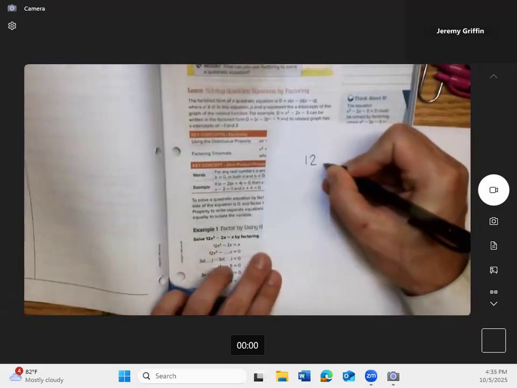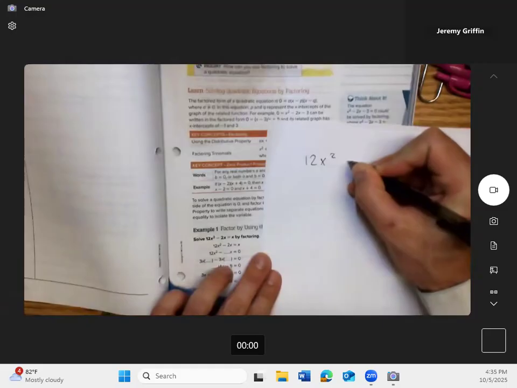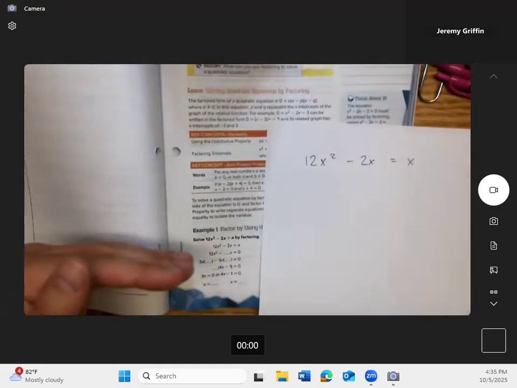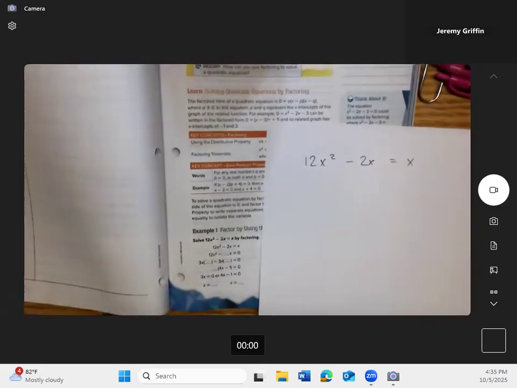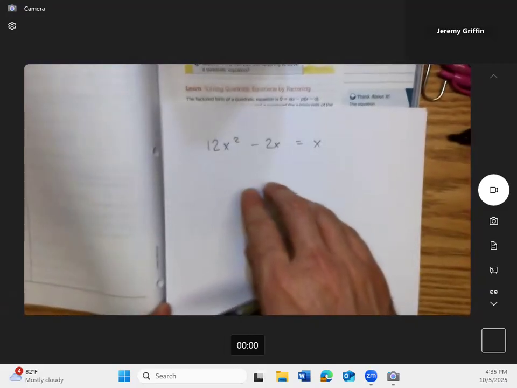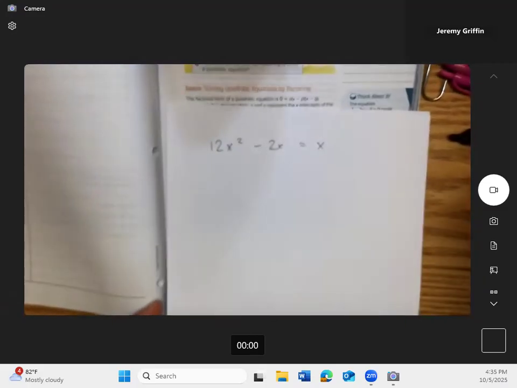So you have 12x squared minus 2x equals x. And they guide you through step by step. They recommend a certain way to do this. I'll do it my way; I'm sure we're pretty close to that. Notice that it doesn't say y equals or f of x equals. It just says x's, that's all.